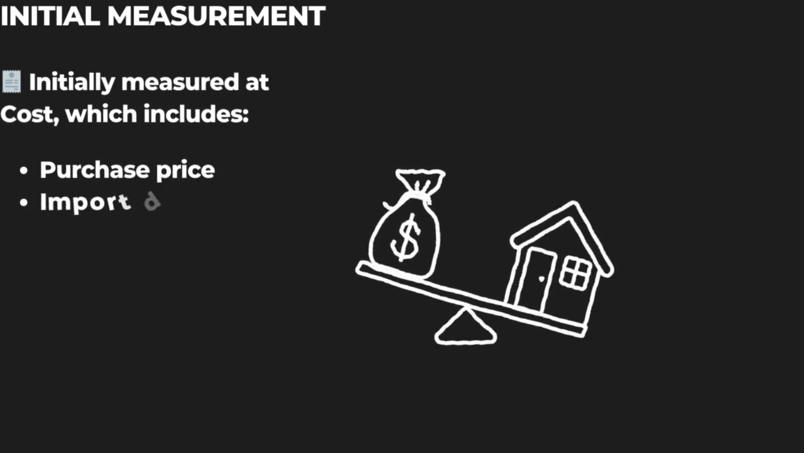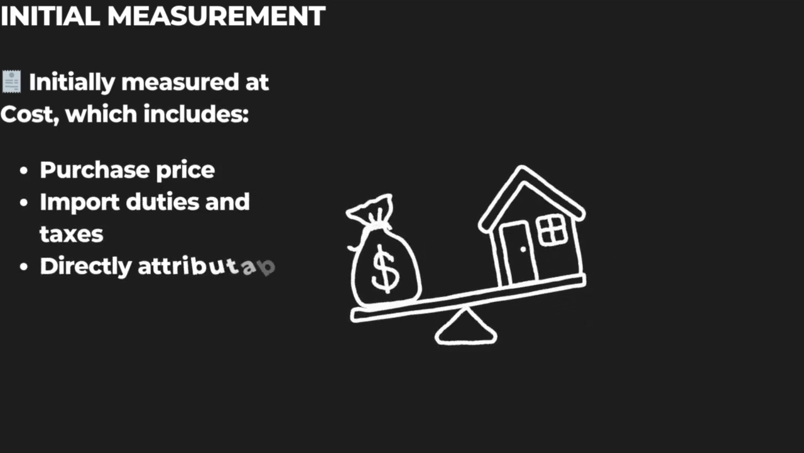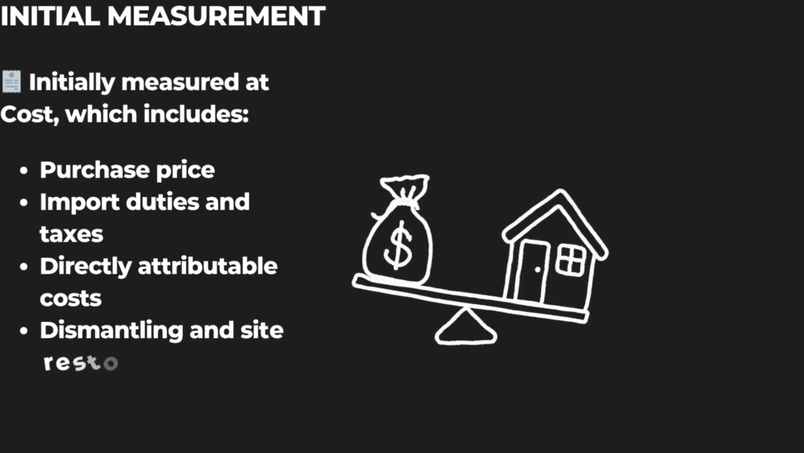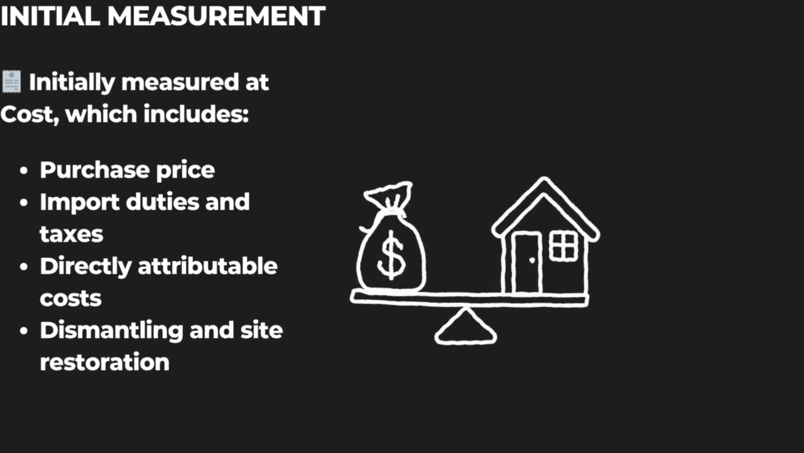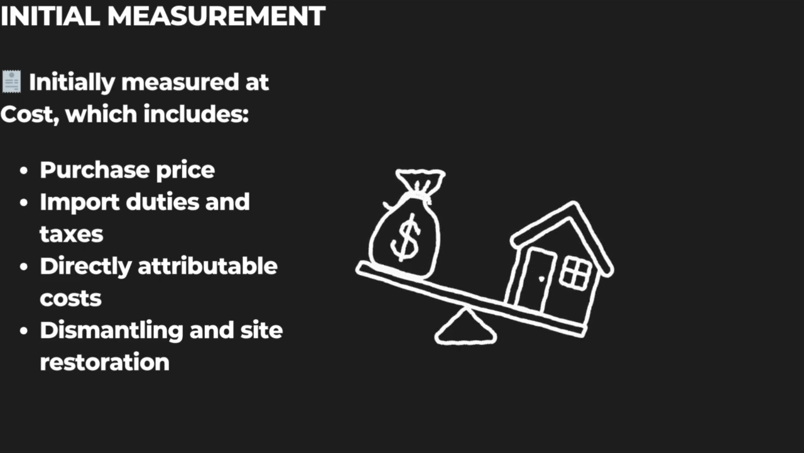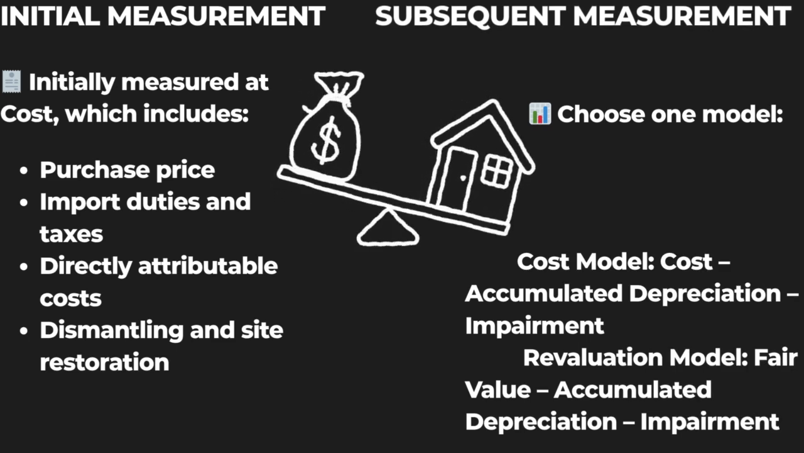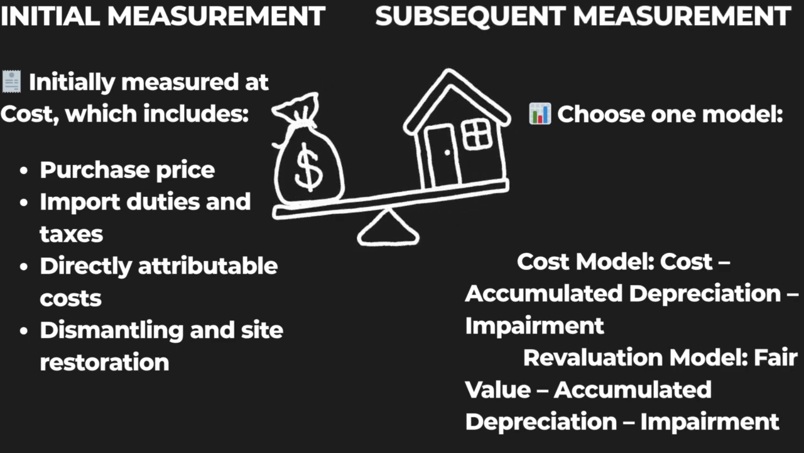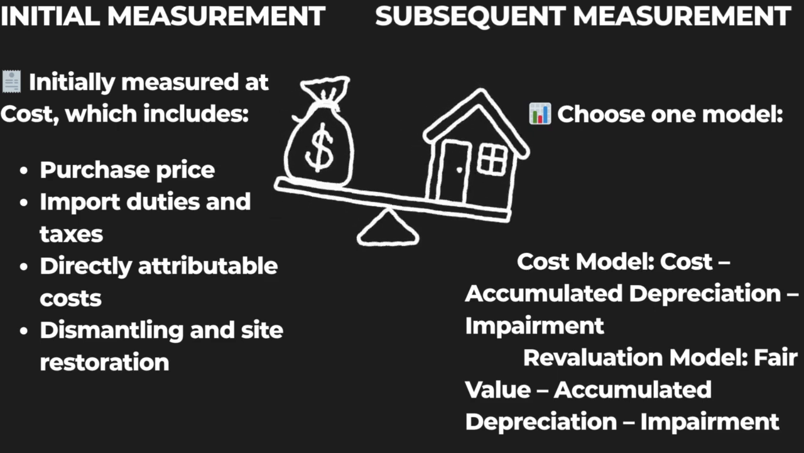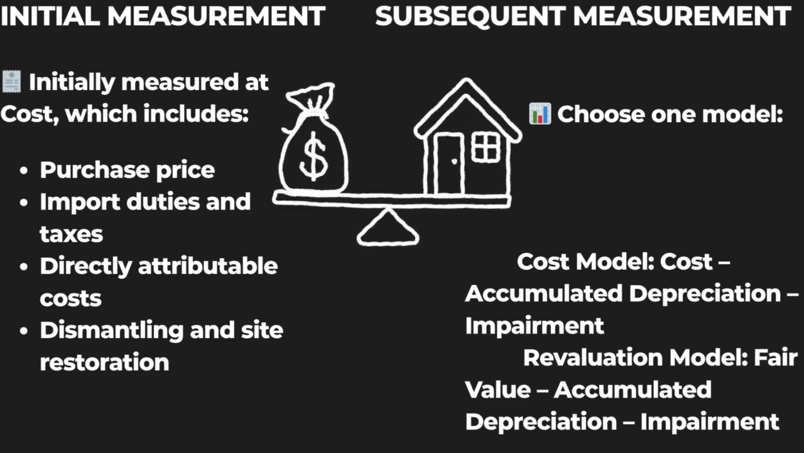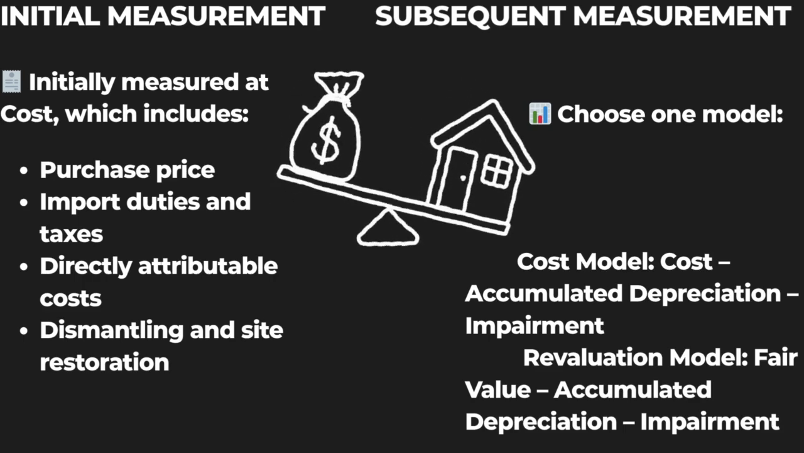Property, plant, and equipment are initially measured at cost. This includes the purchase price, taxes, directly attributable costs, and obligations for dismantling and restoring the site. After initial recognition, PPE can be measured using either the cost model or the revaluation model. The revaluation model must be applied to an entire class of assets, not selectively.